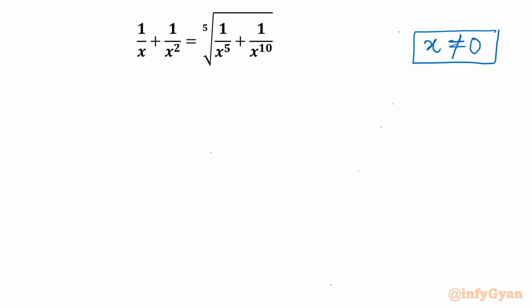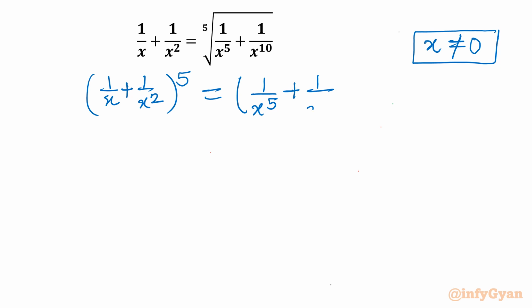Now I will raise both sides to the power 5. So I will write (1 over x plus 1 over x square) whole power 5. And once I take the right hand side whole power 5, this fifth root will be gone. So let me write only 1 over x power 5 plus 1 over x power 10.